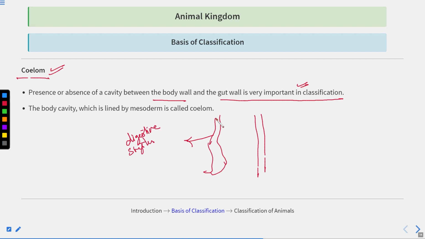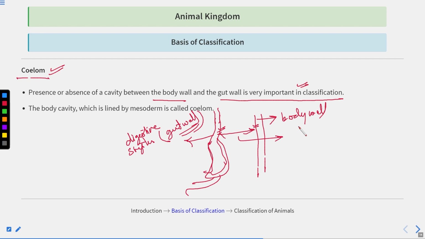The digestive system has a particular tract. Suppose this is the esophagus, then here is the stomach, then comes the intestine, like this. Okay, so this is the digestive tract. Now this is the body wall, and this digestive tract is also known as the gut wall. In between this gut wall and body wall, there is a cavity. Cavity means empty space.